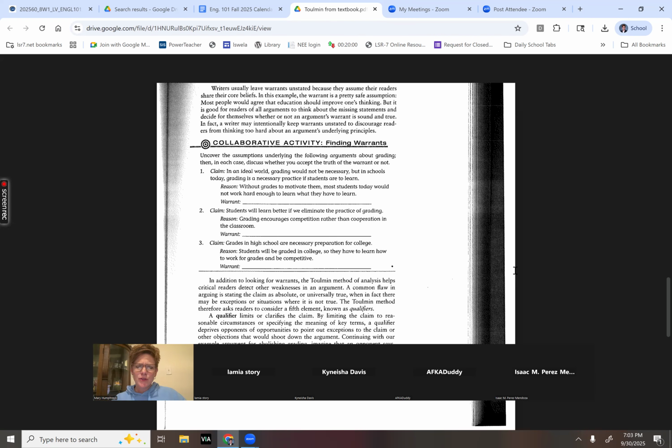The claim, students will learn better if we eliminate the practice of grading. All right, now we're getting rid of it altogether. It says reason, grading encourages competition rather than cooperation in the classroom. Interesting reasoning for that, I think. Okay, what is the warrant here? That cooperation improves learning more than competition. Yes, good. Excellent. Right, good. Anything else?